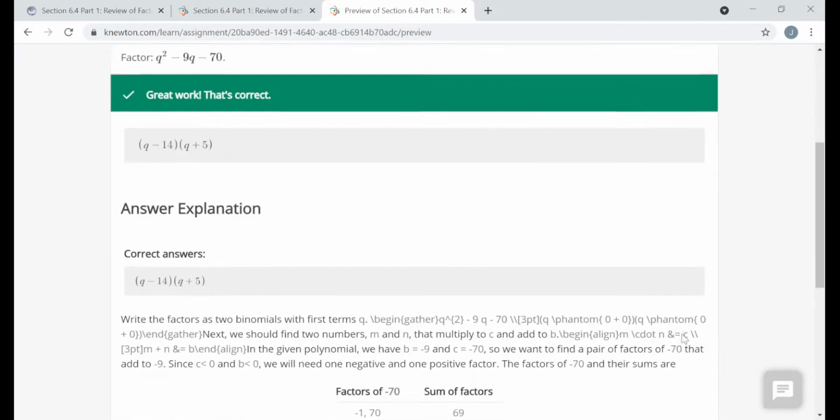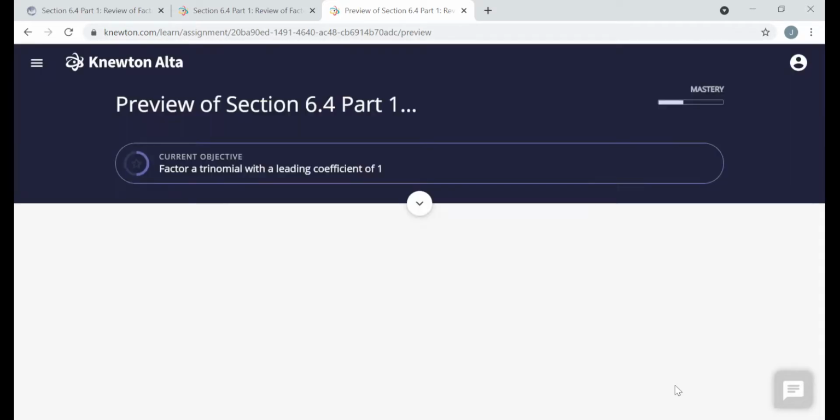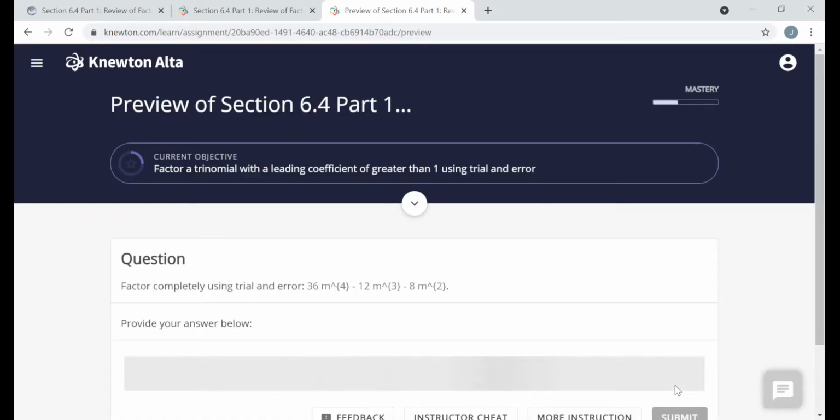Read the answer explanations, of course. Alright, so again, they're saying using trial and error. Like I've been telling you, I don't particularly care for trial and error, so I'm going to be using the AC method. Well, first you find the greatest common factor.